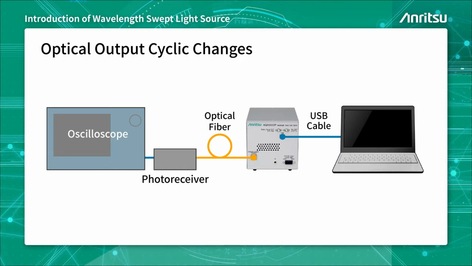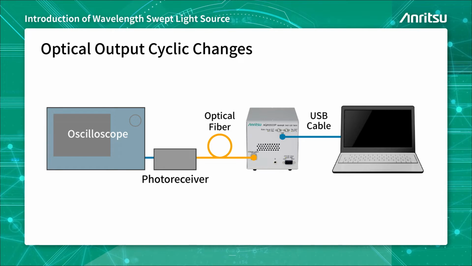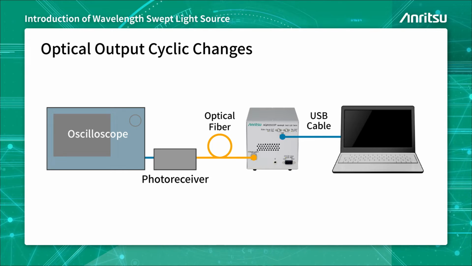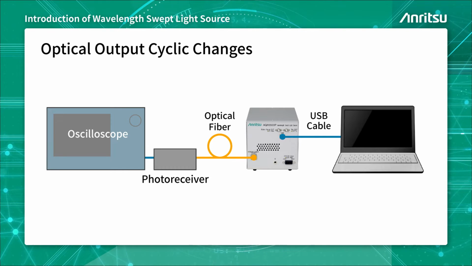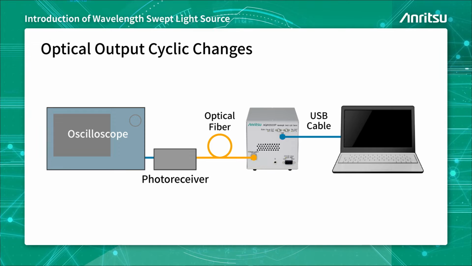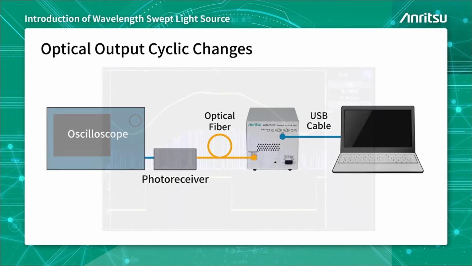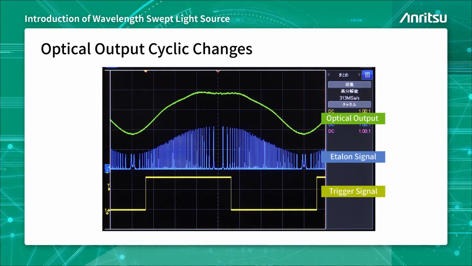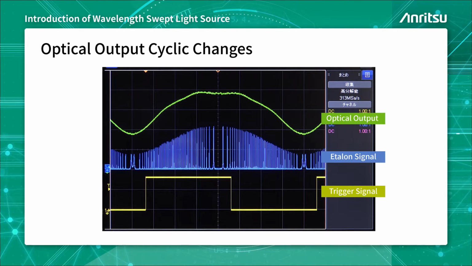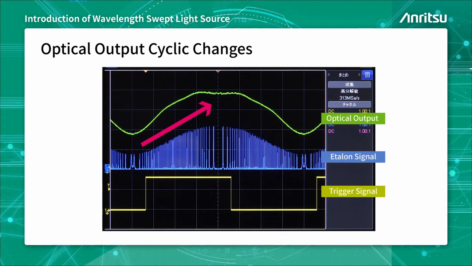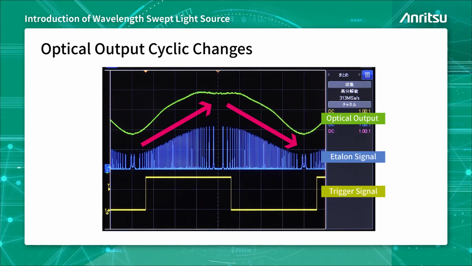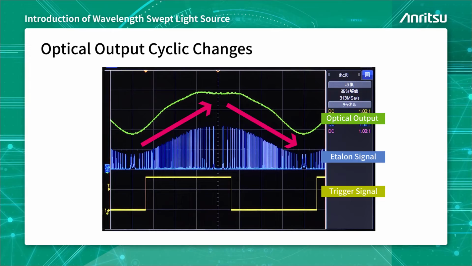Now you will find the characteristics of the light source in practical operation. The wavelength swept light is output through optical fiber and received at the receiver, and output signals from this receiver are observed by the oscilloscope. You see the cyclical change in the first half cycle of sweep. Output wavelength changes from the shortest to the longest wavelength, and then it returns back to the shortest in the following half cycle.